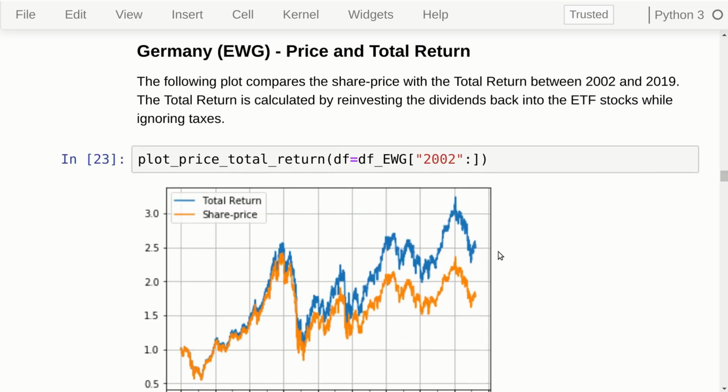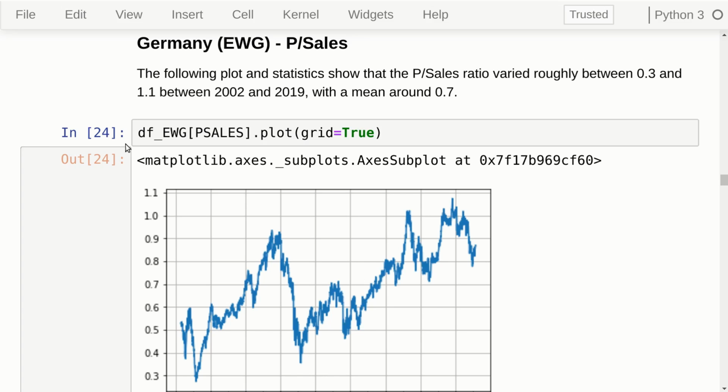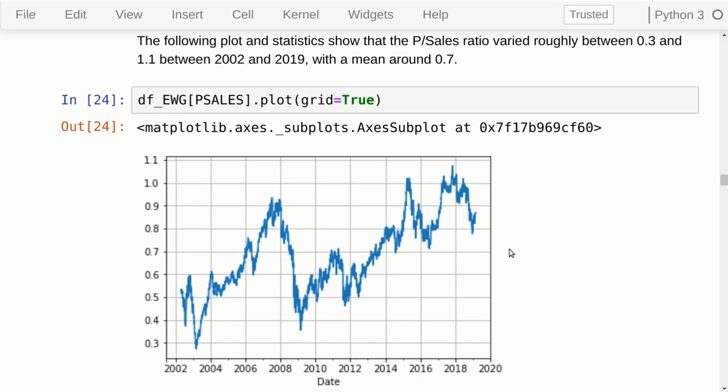So let's first look at the price and total return, and we have it in this plot here, which shows the price between 2002 and early 2019 as the yellow line, and the total return, which has the dividends reinvested without having to pay any taxes, is shown as the blue line. So let's look at the price to sales ratio for this period, and it is shown in this plot here. It ranged roughly between 0.3 and 1.1, and the average was around 0.7, which is around here.